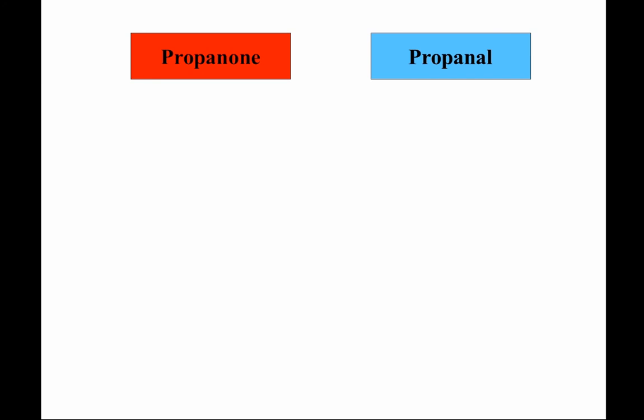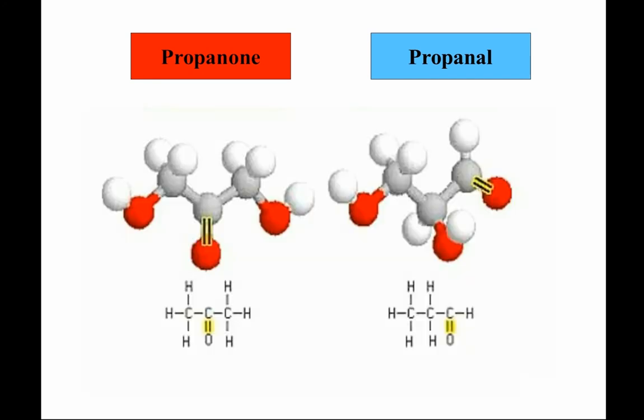Here's another example, propanone and propanal. Both have a carbonyl group. The location of the carbonyl group makes the first one a ketone, therefore named propanone. The second one has the carbonyl group at the end of the chain, therefore this is an aldehyde, propanal. They have the same exact number of carbon, hydrogen, and oxygen atoms, but of course they are arranged differently, and therefore we have different names assigned.